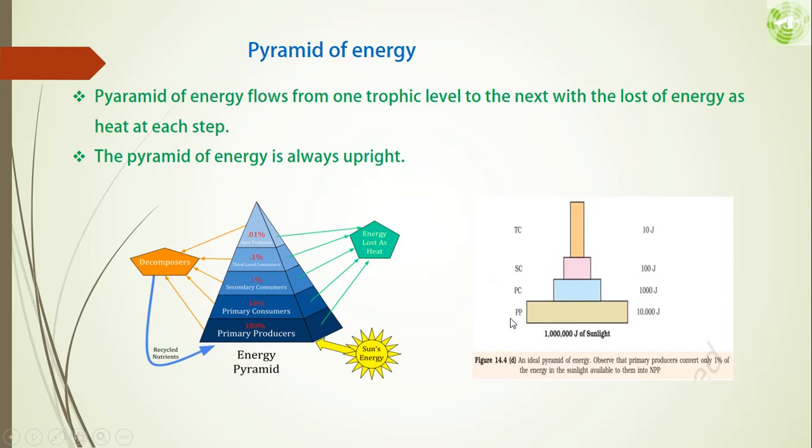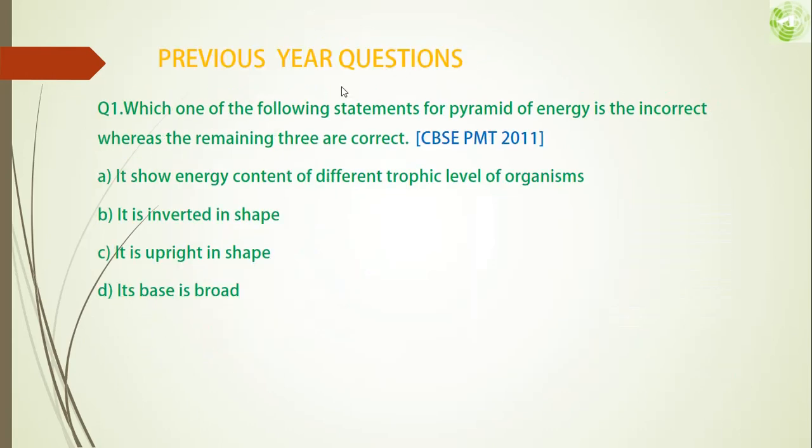Here in this diagram also the upright kind of pyramid is shown, and it also shows how energy is lost in the form of heat. The energy is measured in joules. So a pyramid of energy is always upright. That is the important thing you have to notice. Pyramid of energy is always upright. It is neither spindle shaped nor inverted. It is always upright.